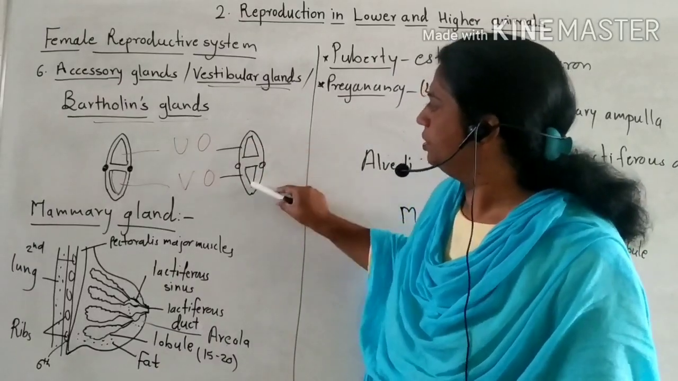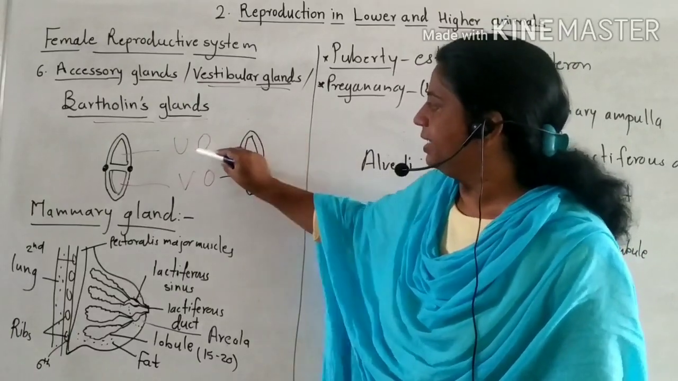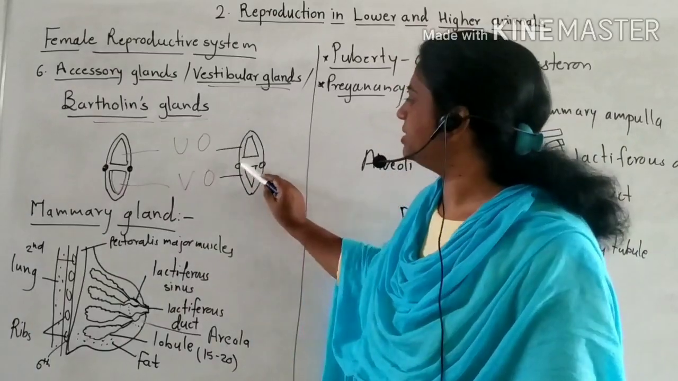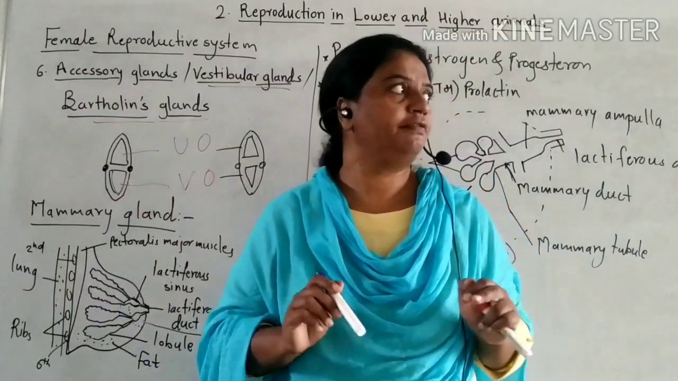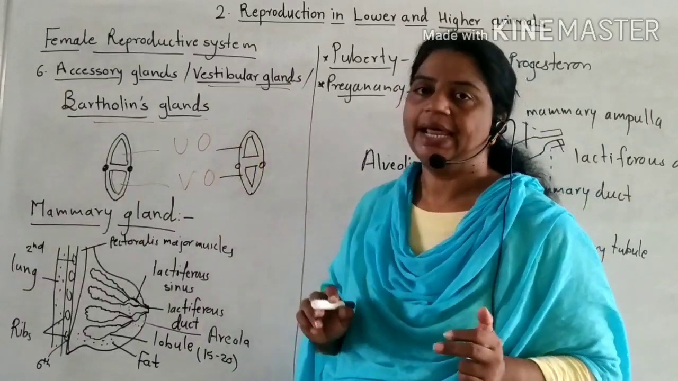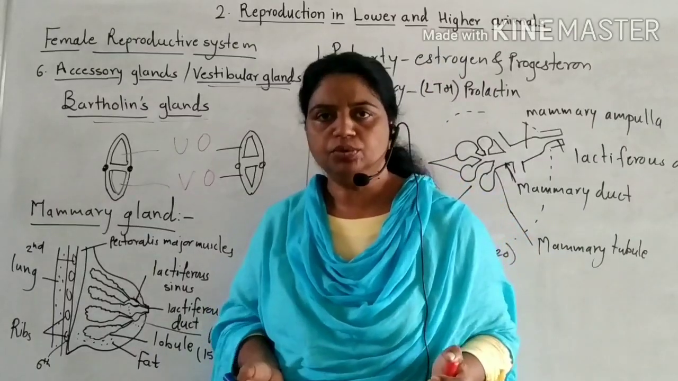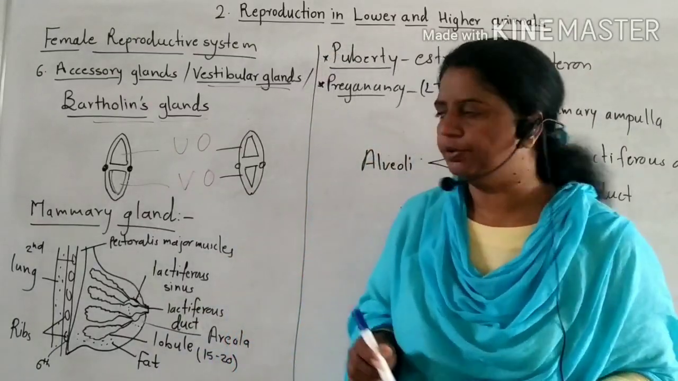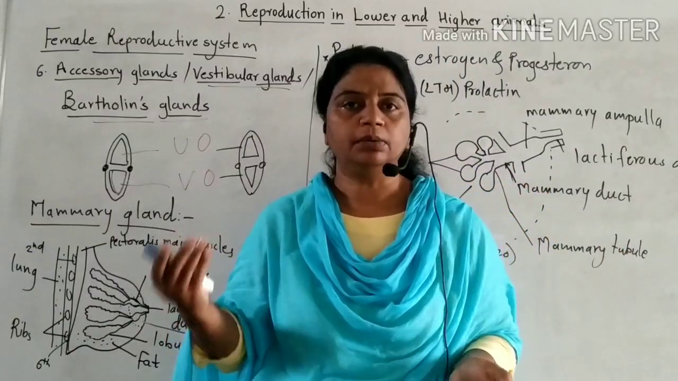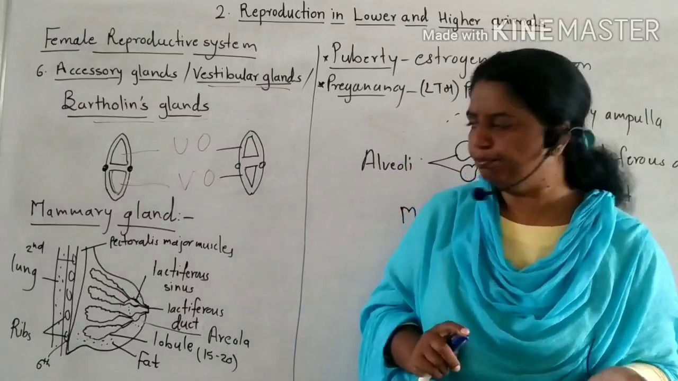This gland is present on either side of the vaginal opening on the vestibule. This is the vestibule depression. On the anterior side there is a urethral opening and below there is a vaginal opening. On either side of the vaginal opening in the skin of the vestibule is a Bartholin gland, also called the vestibular gland. It secretes mucus which acts as a lubricating fluid. This gland is homologous to Cooper's gland or bulbourethral gland of the male, because in the male it also secretes mucus.